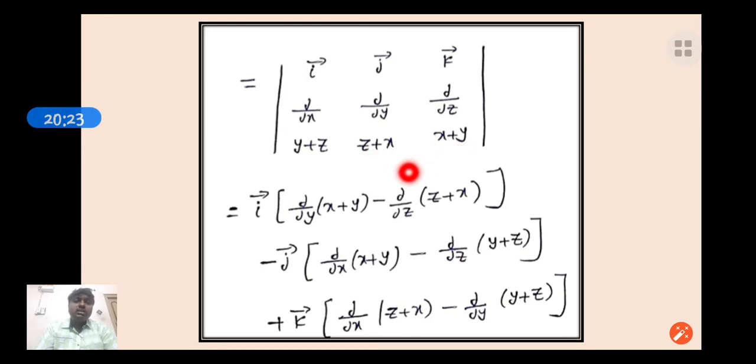Now I am calculating the determinant value. So i bar into, by deleting the first column and first row, the resultant 2 by 2 determinant, I am writing dou by dou y of (x plus y) minus dou by dou z of (z plus x). Next, deleting the second column and first row, I am writing minus j bar into dou by dou x of (x plus y) minus dou by dou z of (y plus z), plus k bar into, by deleting the last column and first row, dou by dou x of (z plus x) minus dou by dou y of (y plus z).